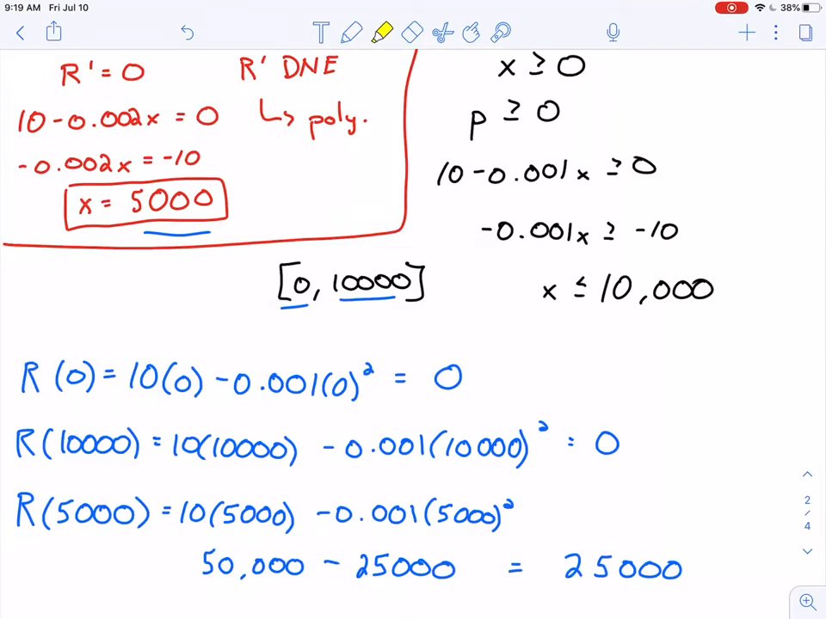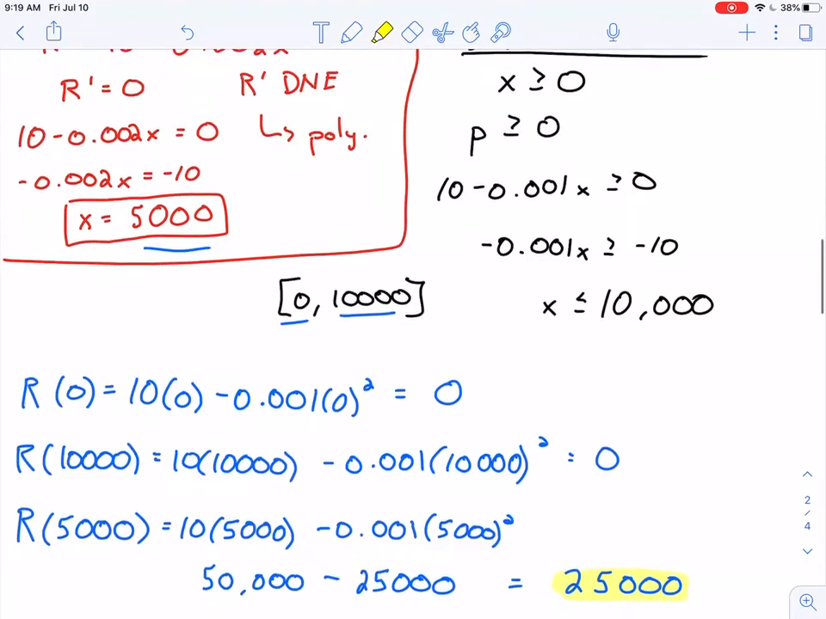So I have a choice. I can have a revenue of 0, or I can have a revenue of $25,000. I think that I know which one I would pick. I would pick the revenue of $25,000. That seems like the best for business.